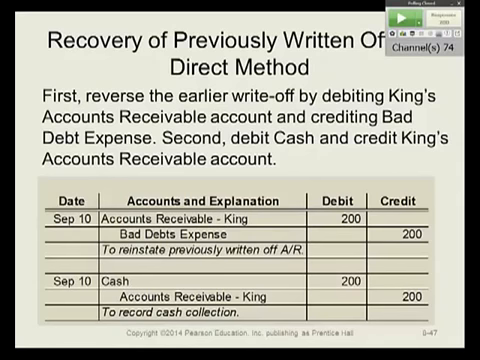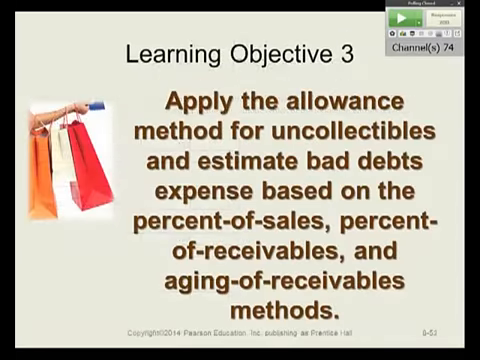Okay. Now, the method we have to use, let me go to Objective 3. We're going to Learning Objective 3. This is the allowance method. And this is much more complicated. We're going to spend a lot of time on this. This is the GAAP approach. And the most important thing about the allowance method is not only understanding it in principle, but also understanding the fact that you have to estimate the bad debt. And how do you estimate it? Is it a percentage of credit sales? Is it a percentage of accounts receivable? Or is it an aging?